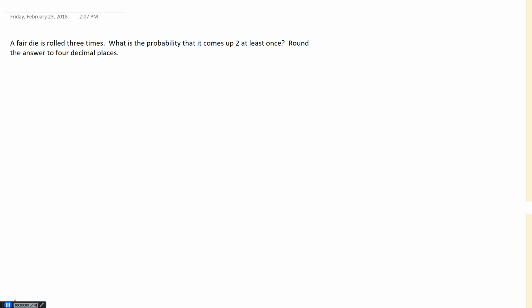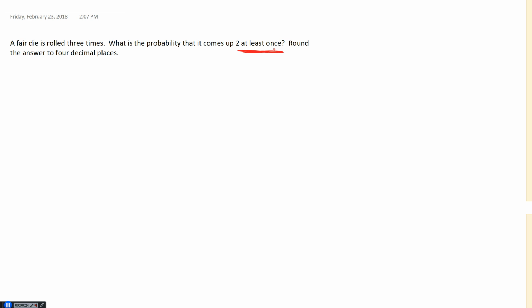So in this particular question, we are asked: a fair die is rolled 3 times. What is the probability that it comes up 2 at least once? Now the key here is this "at least once." That means basically we want a 2 to come up either once, twice, or 3 times.